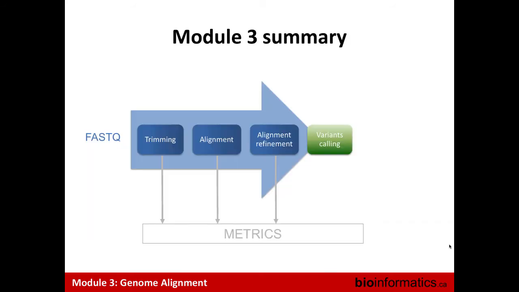So we generate a FastQC view, we do the trimming, we align the trimmed reads, so we generate the alignment. What we need to do next is to refine our alignment.